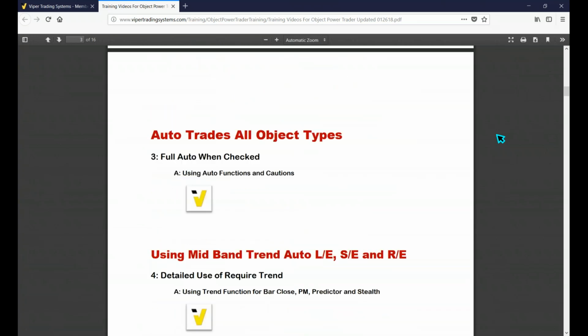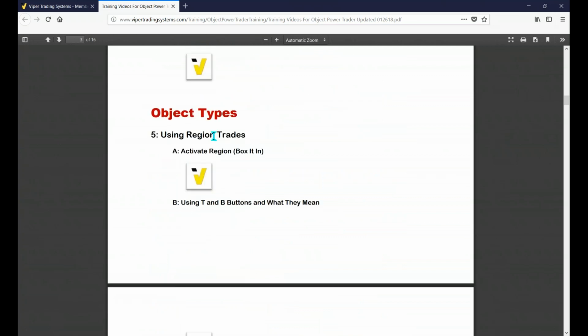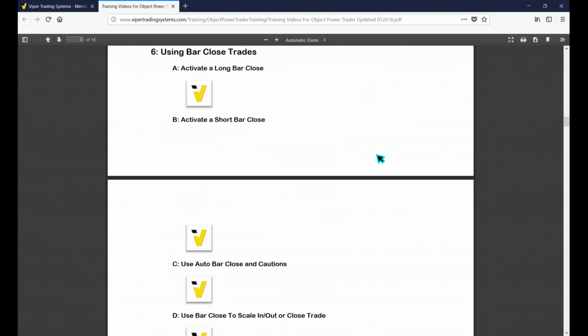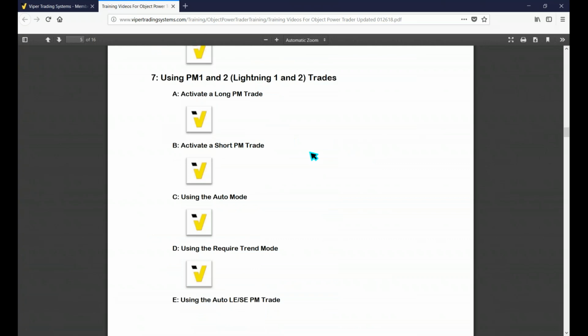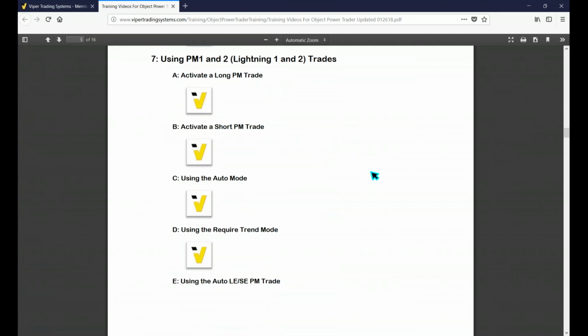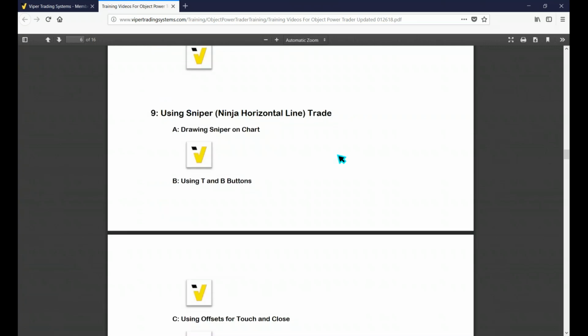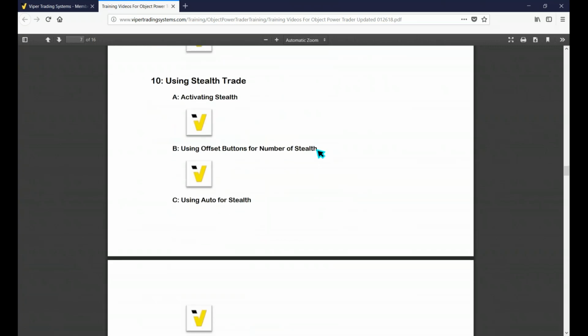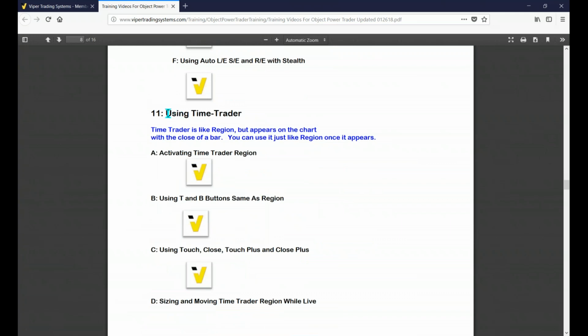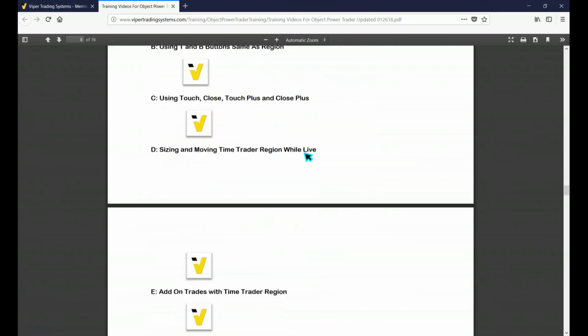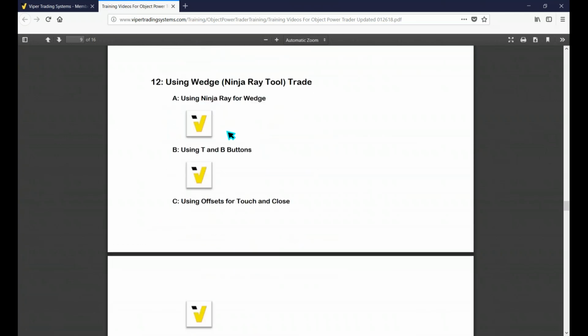All right. And what we talked about tonight, region types. We talked about using PM for stops even. You can use it for entries or stops. We didn't talk about ray trade. We did use sniper. We didn't use stealth. Time Trader is a great tool. It's simply a region box that draws at a particular time with the close of a bar. And there's the wedge tool right there. These are all videos, so just simply click on one and watch a 5 to 8-minute video.